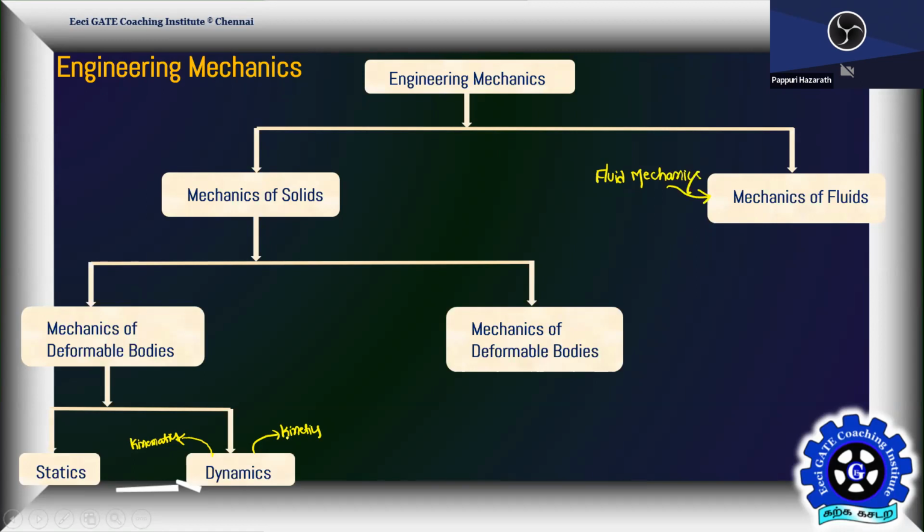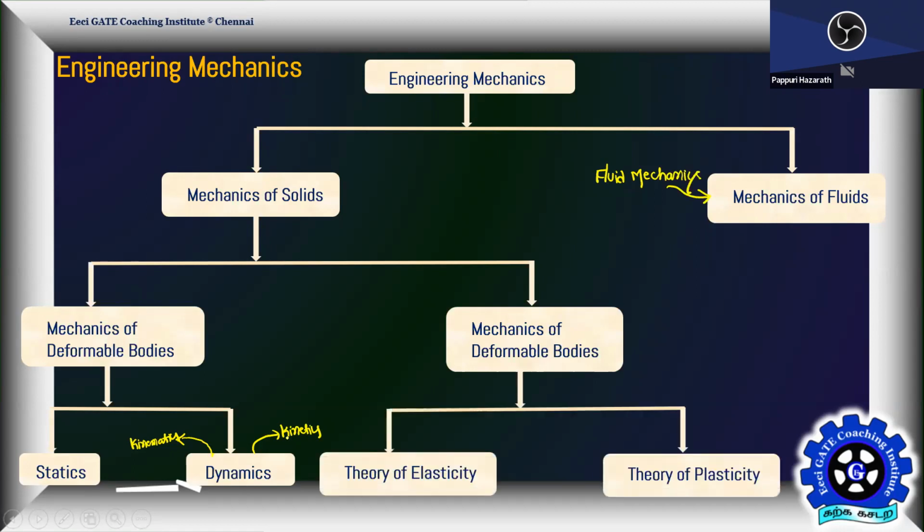Mechanics of deformable bodies is classified into, anyone tell me? Mechanics of deformable bodies means theory of plasticity and theory of elasticity. Theory of elasticity is nothing but strength of materials. Theory of plasticity means metal forming. All metal forming calculations are done in the plastic region. All strength of materials calculations are done in the elastic region.